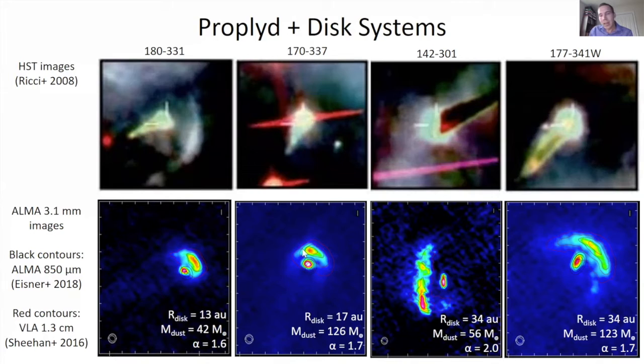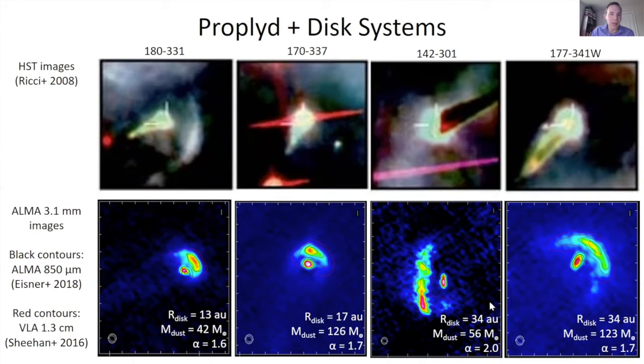So, I picked these systems because we can zoom in on the disks in systems that are truly being threatened by their surroundings, evidenced by the fact that we do see this photoevaporating proplyd. So measuring just these dust disks here, the sizes are fairly small, 13 AU, 17 AU, 34 AU.